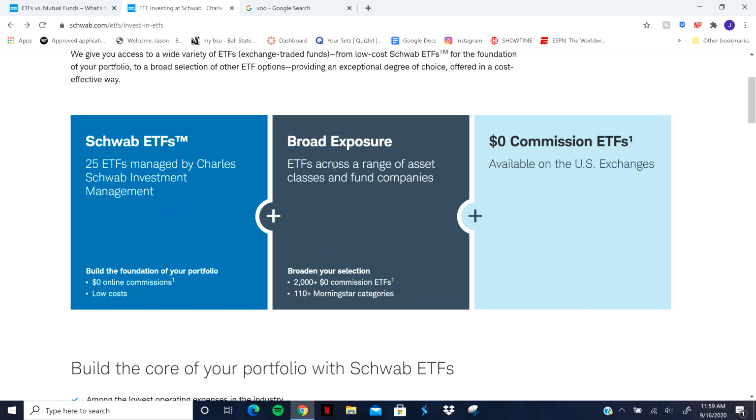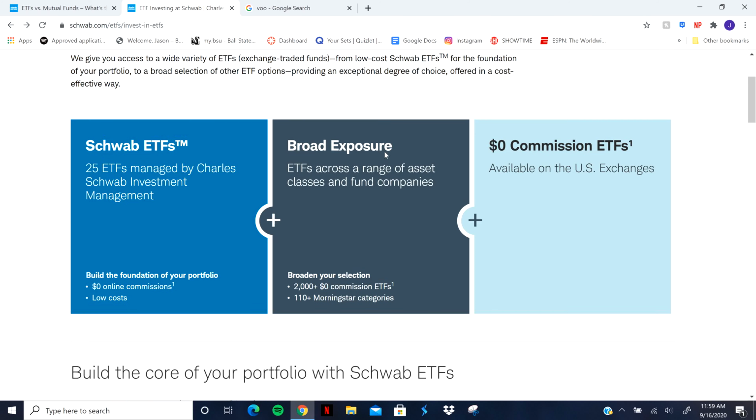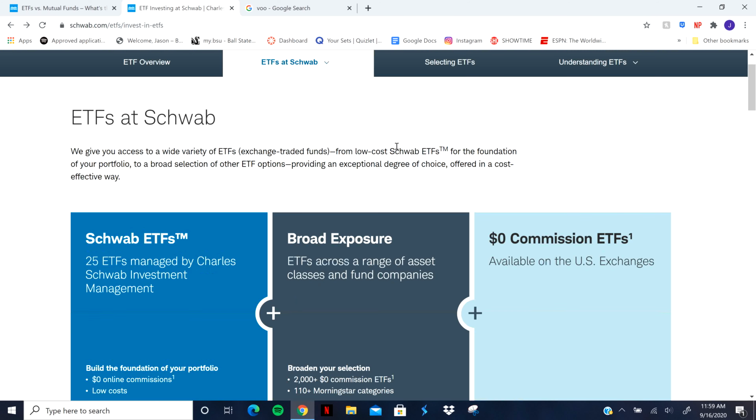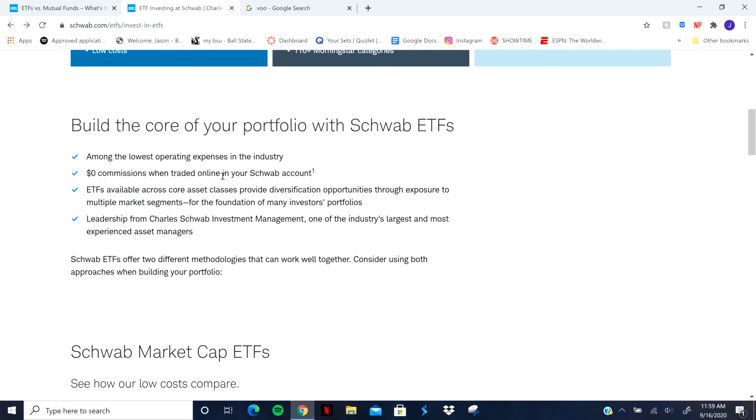Broad exposure, ETFs across a range of asset classes and fund companies. 2,000 plus zero commission ETFs, 110 plus Morningstar categories, and then once again zero commissions, which is something you should expect from your brokerage at this point. So build the core of your portfolio with Schwab ETFs. Among the lowest operating expenses in the industry, which is very true. You do see a lot of low expense ratios on some of these things.